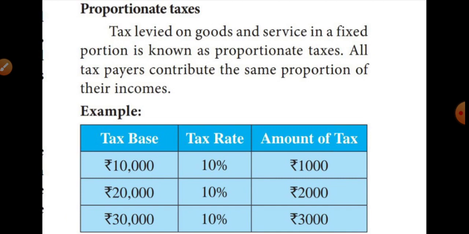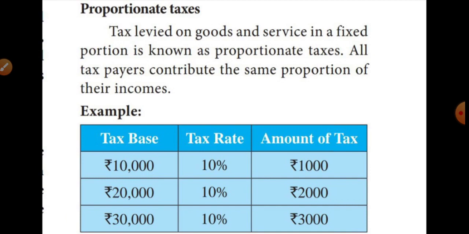For example, listen, students. The taxes were mostly levied on goods and services. That is known as proportional taxes. That means all taxpayers pay tax at the same proportion of their income. Already I told this, the lower class, upper class and middle class people pay the same amount of taxes through the goods and services. That is called proportionate taxes.